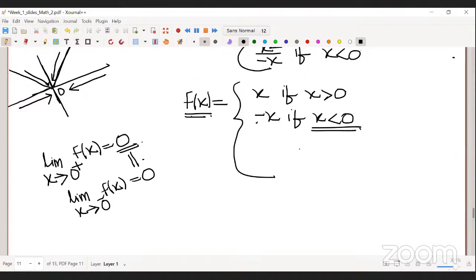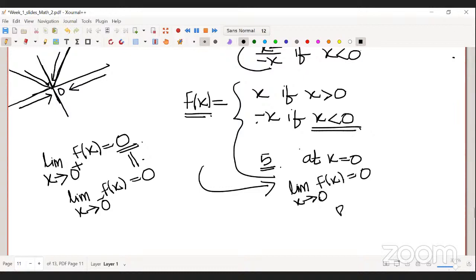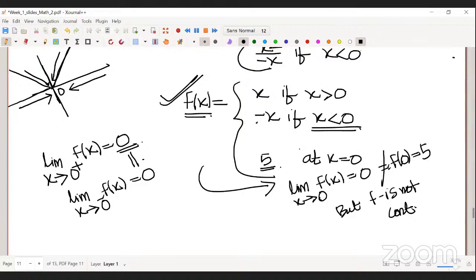Okay, the thing is, I don't want to discuss continuity, but let me give you one example. You define this function at x equal to 0. The value of the function is 5. For this particular function, the limit of this function at 0 is 0, but f is not continuous. For continuity, you want the limit to be equal to the value of the function at 0, which is 5. So this is not true. So for this function at x equal to 0, the limit exists, but the function is not continuous at x equal to 0.